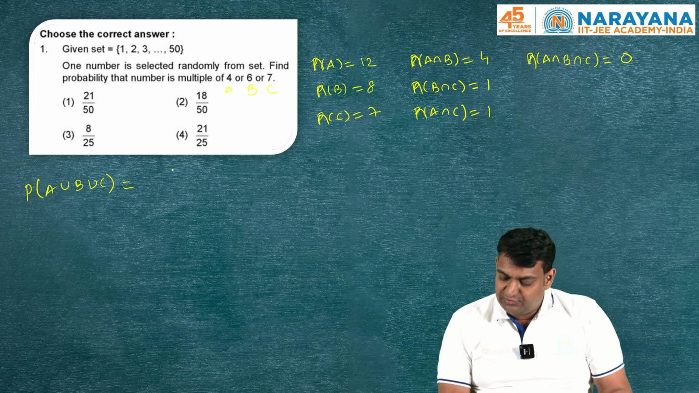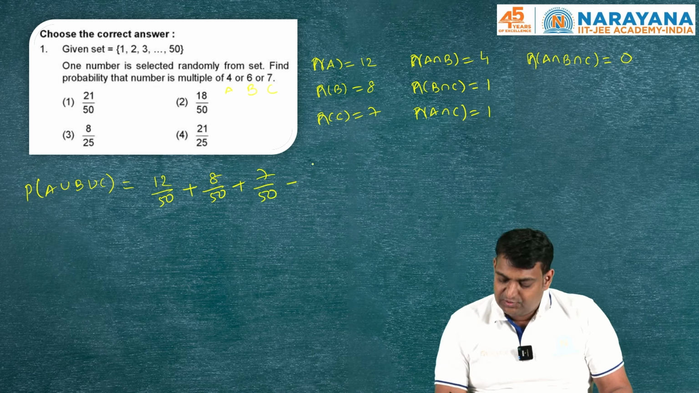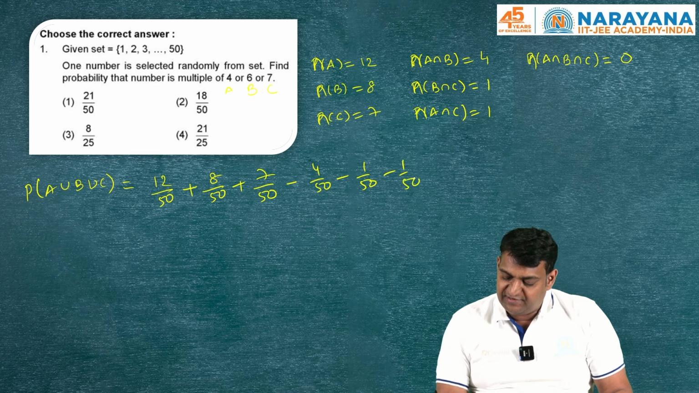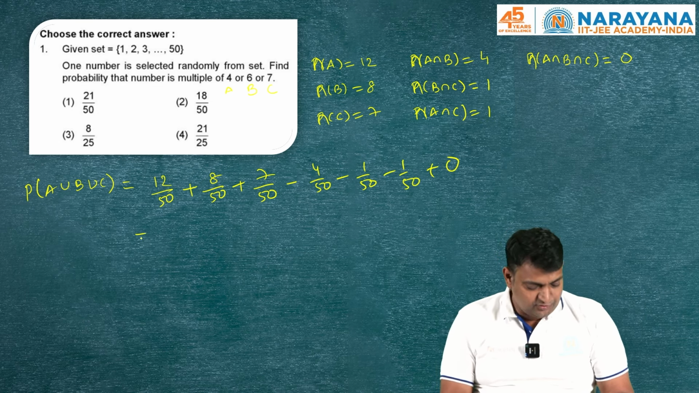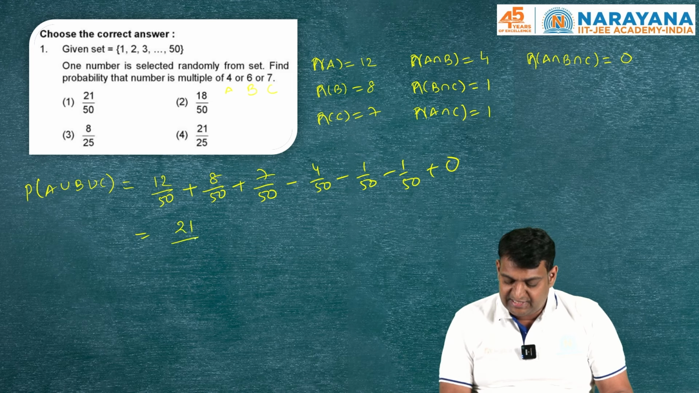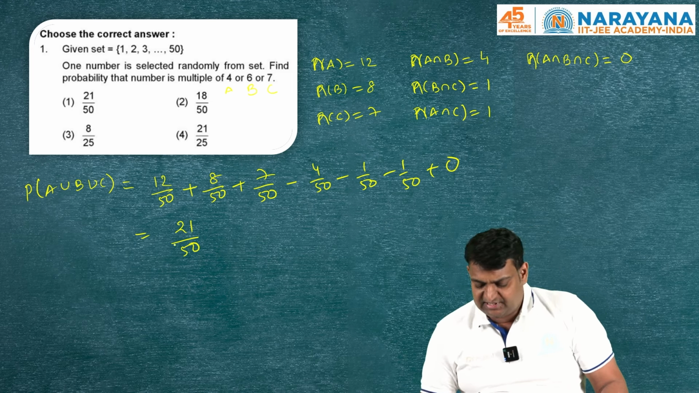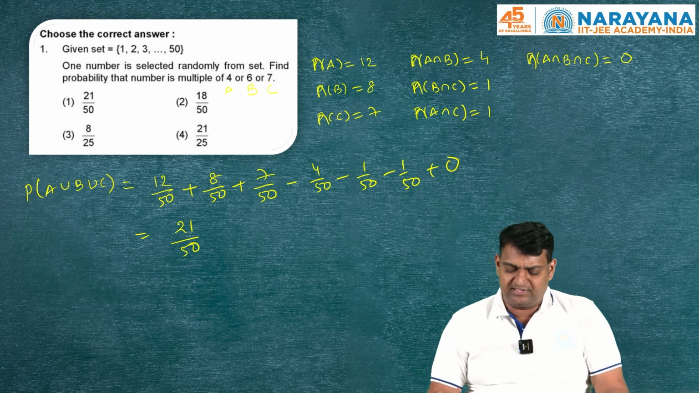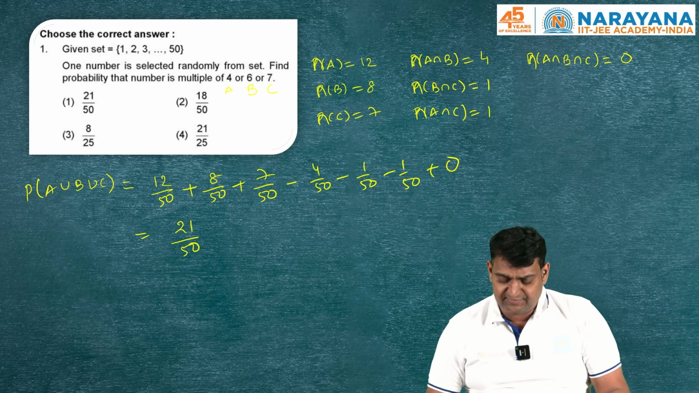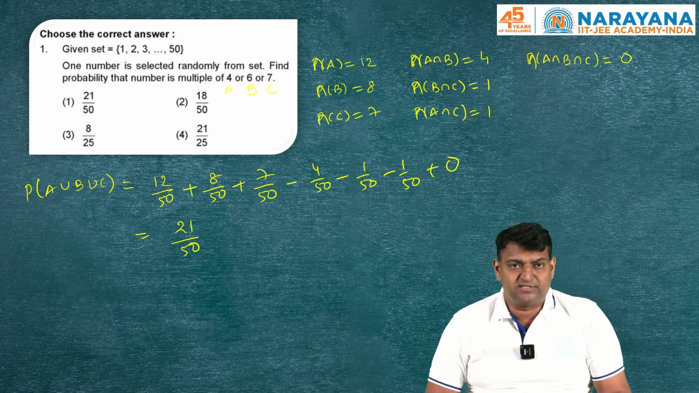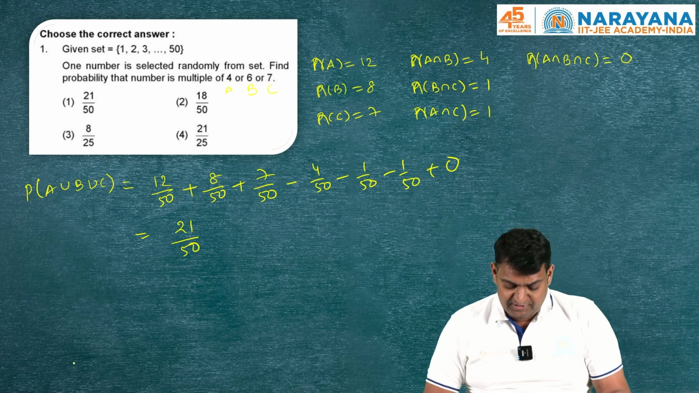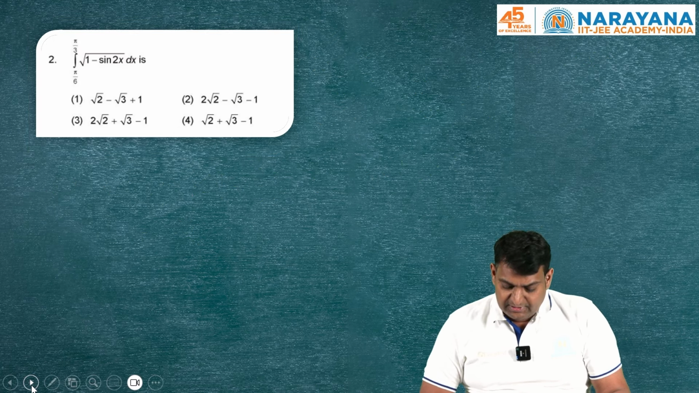So what is P of A union B union C? It is 12 by 50 plus 8 by 50 plus 7 by 50 minus 4 by 50 minus 1 by 50 minus 1 by 50 plus 0. If you calculate this, you will get the answer as 21 by 50. Just check the calculation part: simple LCM 50, 12 plus 8 plus 7 minus 4 minus 1 minus 1, and your answer will come. This comes under a very simple problem. Everybody should get this problem in the exam.